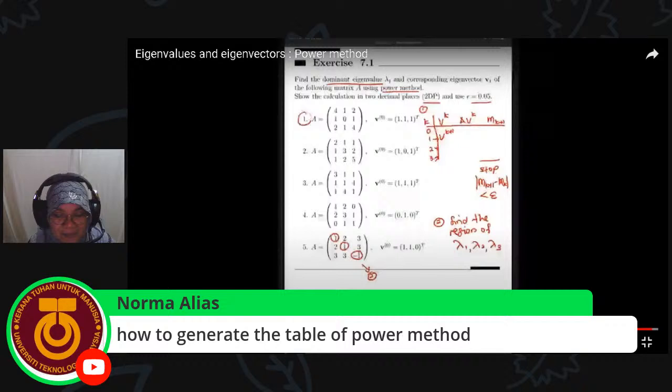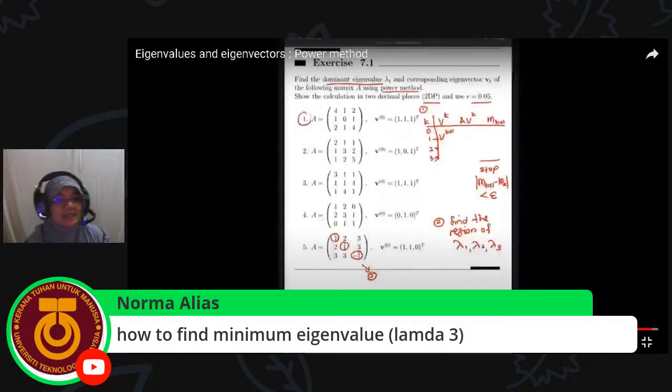So now is the minimum eigenvalue, which I call lambda 3. So this is my question here: how to find the other lambda? We have 3 lambda because the matrix is 3 by 3. If 4 by 4, you have 4 lambda, you have 4 eigenvectors. You have a maximum eigenvalue, a minimum eigenvalue, and then you need to find another 2.